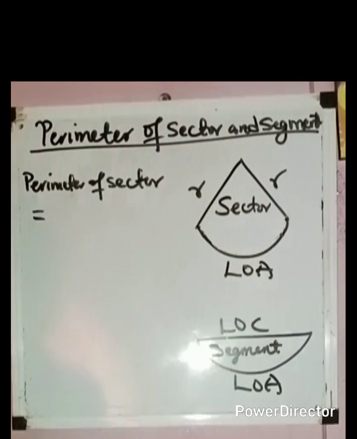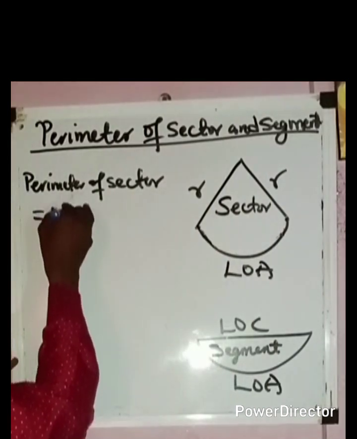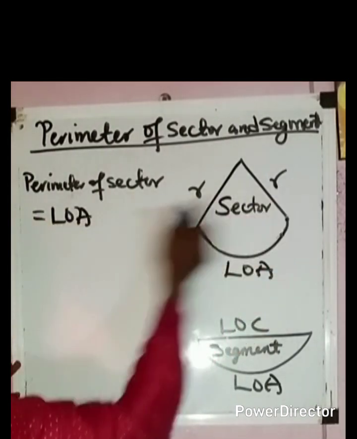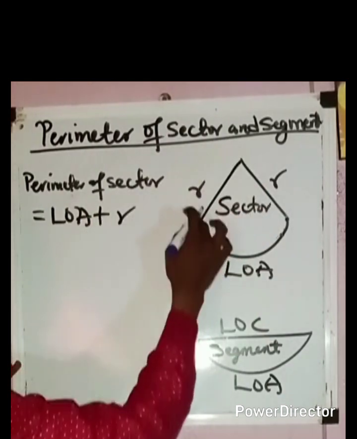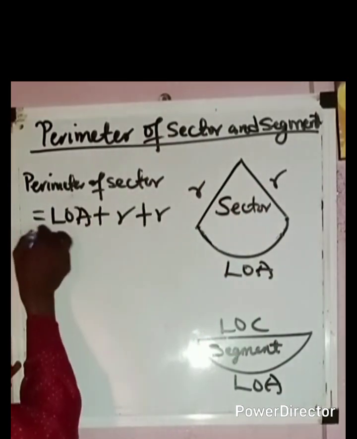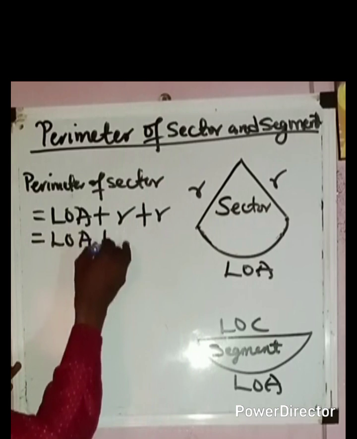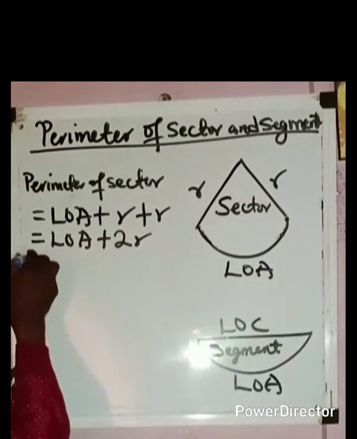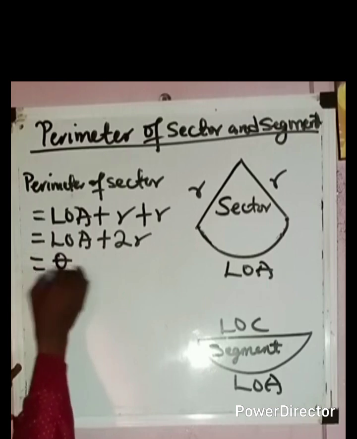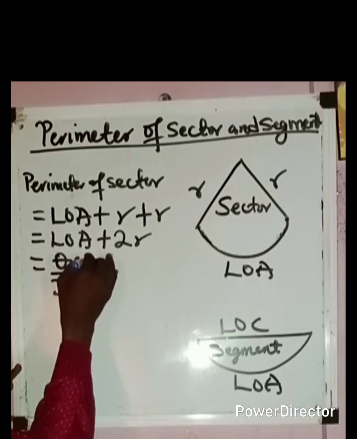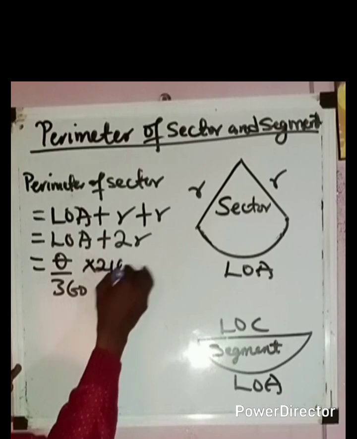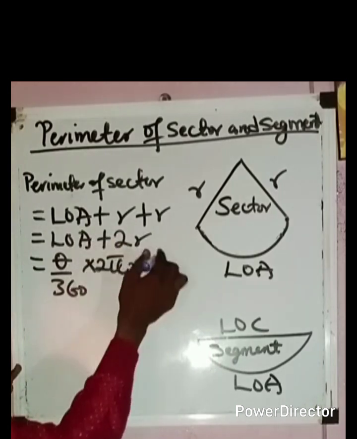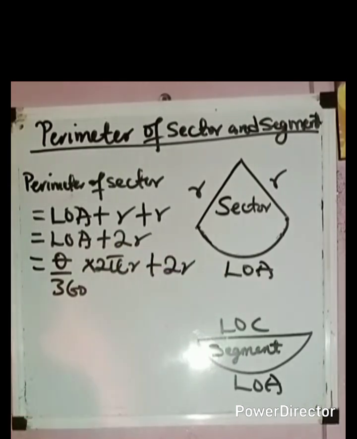So let's start with length of arc. We now have the length of arc plus r plus r. R plus r is 2r. So these are the formula for perimeter of sector. And remember, the length of arc is theta over 360 times 2 pi r, plus 2r. So these are the formula for what? Perimeter of sector.